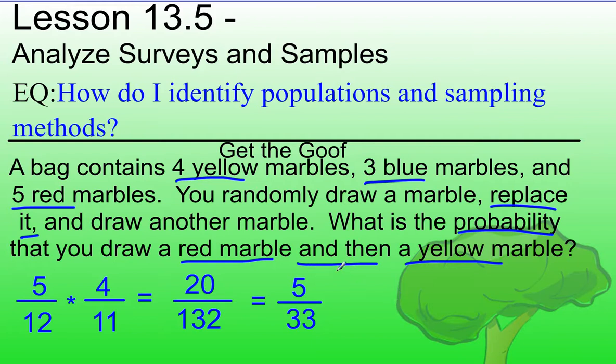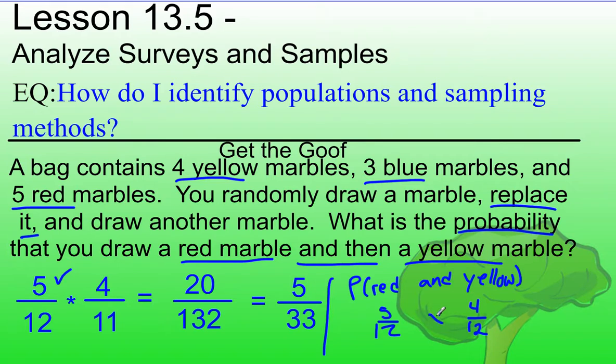So, since you're taking a marble out and you're replacing it, this is an independent event. So let's see, probability of getting a red and then a yellow. Probability of getting a red is 5 out of 12, so that's correct. The probability of getting a yellow would be 4 out of, well, if you took the marble out and you put it back, there's still 12 marbles in that bag.